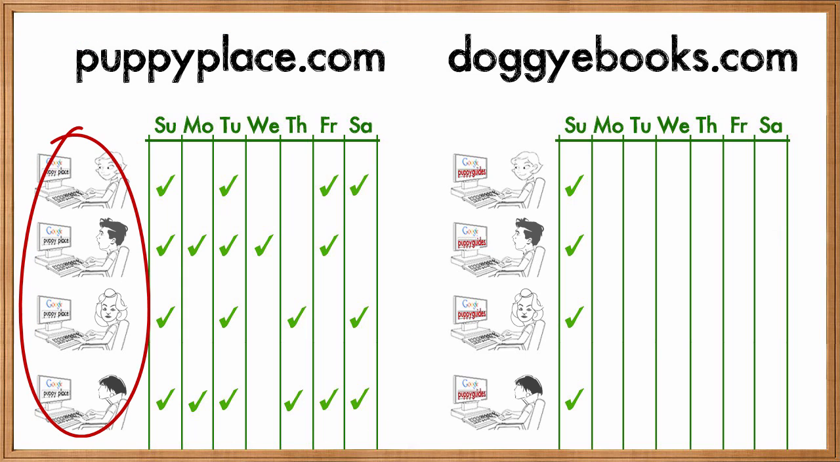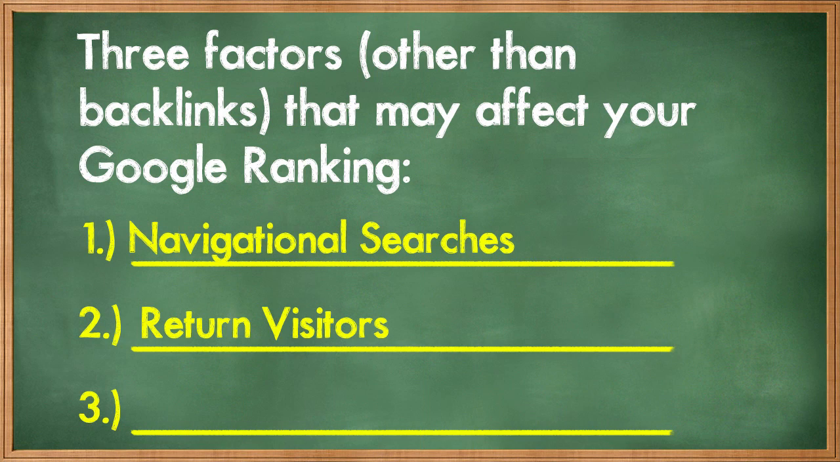Whatever info these 4 users are finding at puppyplace.com, it must be in some way useful to them, or they wouldn't be taking time out of their life to come back to this website again and again and again. So here we see another metric that Google could use: return visitors, their archival record of visitors who repeatedly performed navigational searches for the same website. Okay, one more. Factor number 3, pogo sticking.